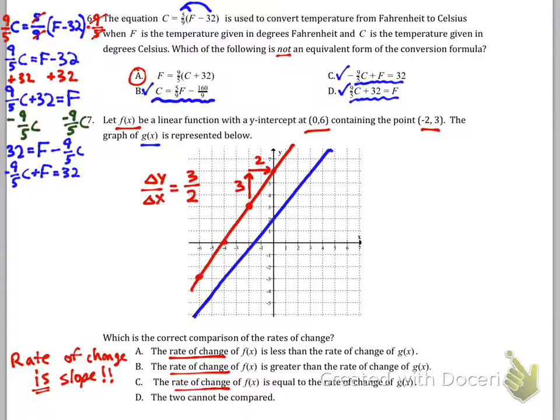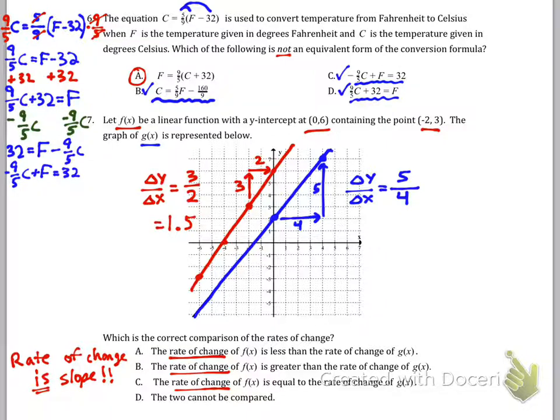So, delta y over delta x, in other words, rise over run, for the red is 3 over 2. For the blue, delta y over delta x, we go up 5 every time we go over 4. So 5/4 is the rate of change.